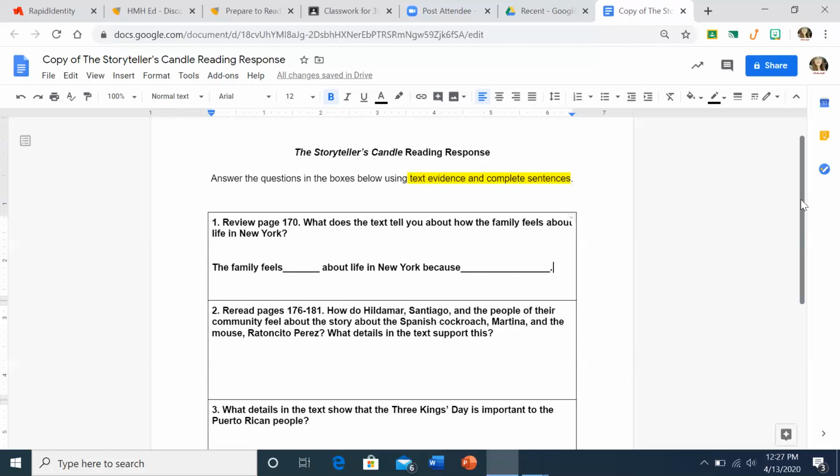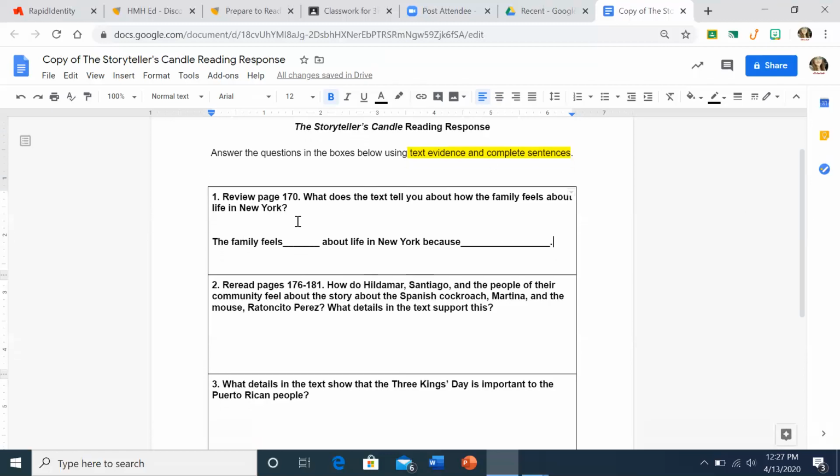And your answer, I want to be able to tell that you read. And it'll probably be on page 170. That's where you should be probably getting your text evidence. Okay. Reread pages 176 through 181.